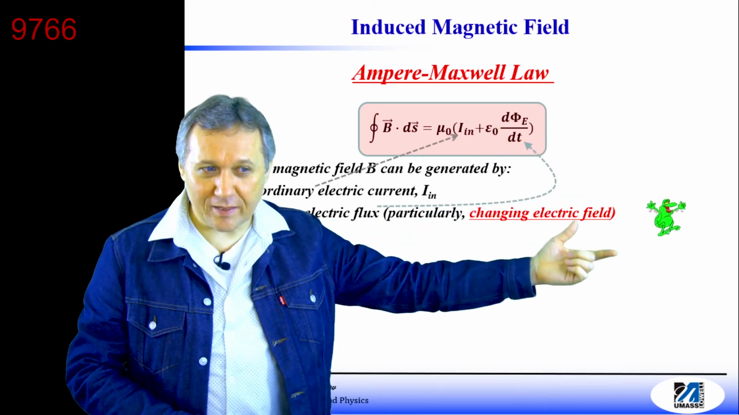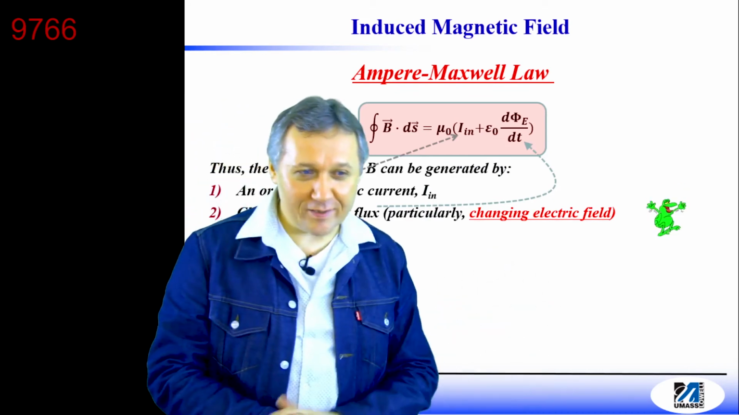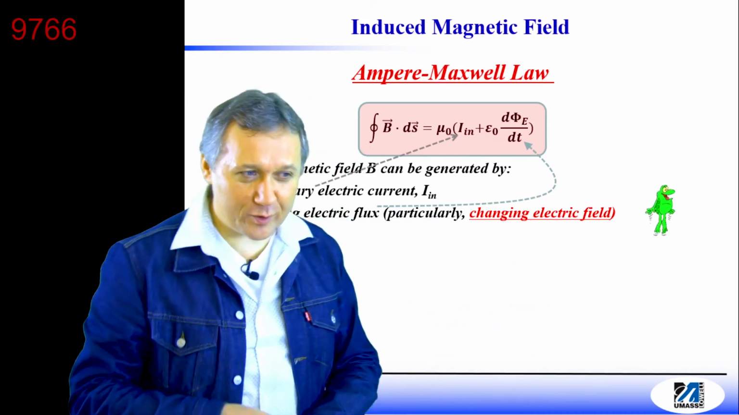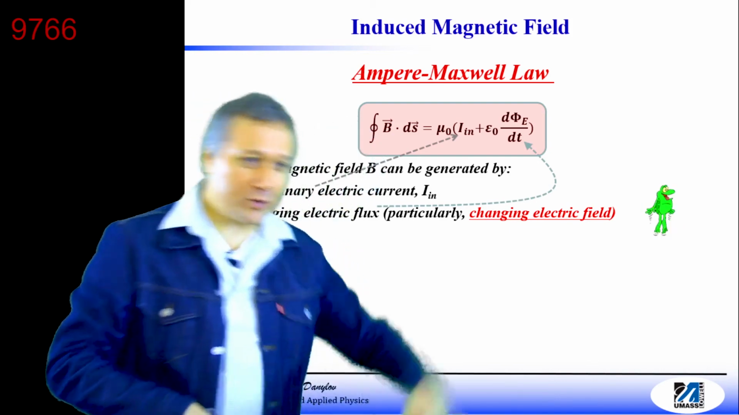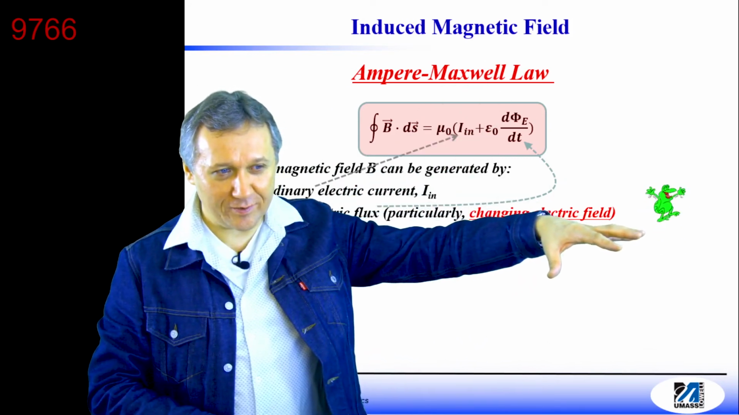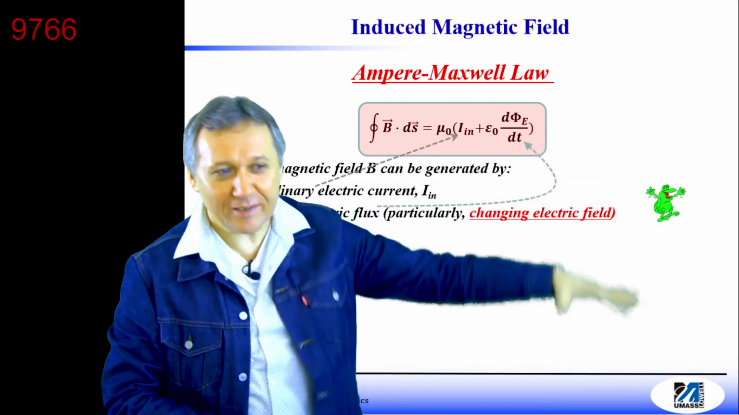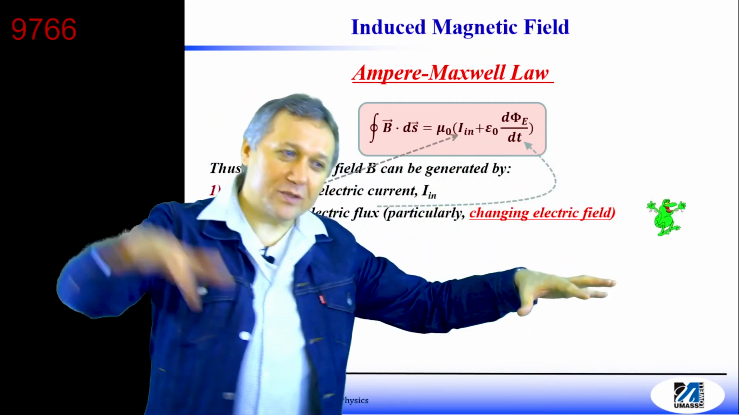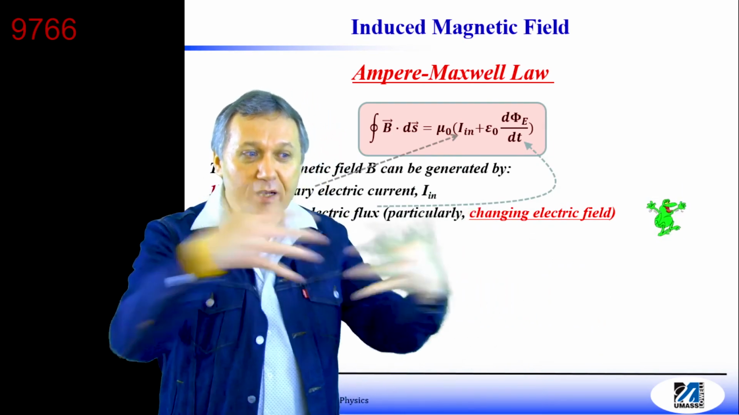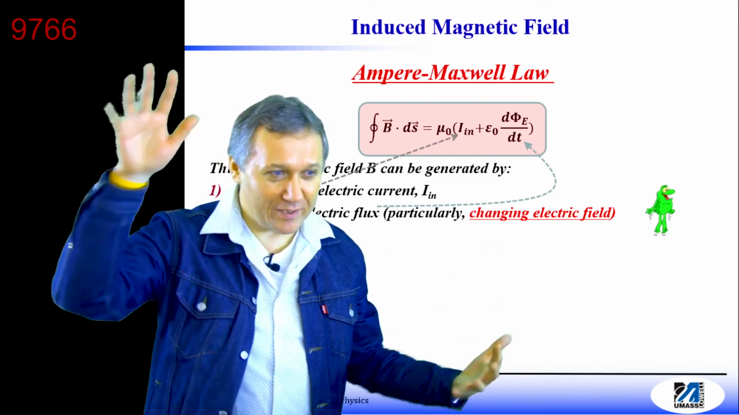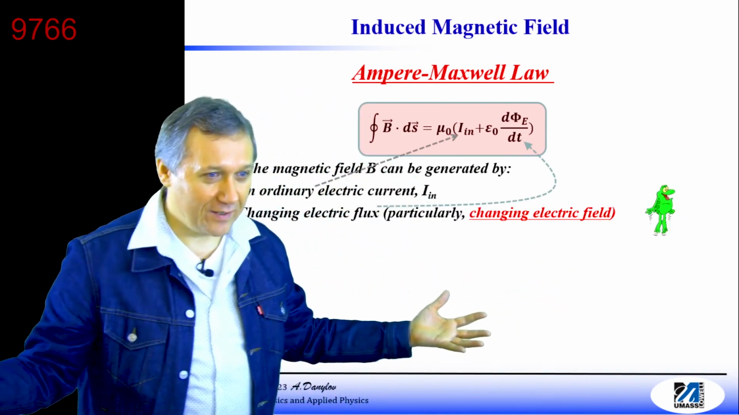And now you remember that guy? This guy was jumping when we introduced Faraday's law. In Faraday's law, what did we see? We saw that a changing in time magnetic field produces an induced electric field. And now we have a reverse situation. Now a changing in time electric field produces a magnetic field, an induced magnetic field. We have a complete symmetry. A changing in time electric field produces a magnetic field, a changing in time magnetic field produces an electric field.